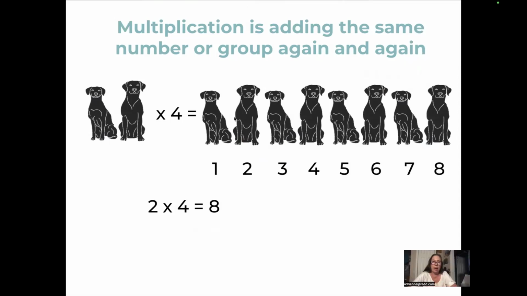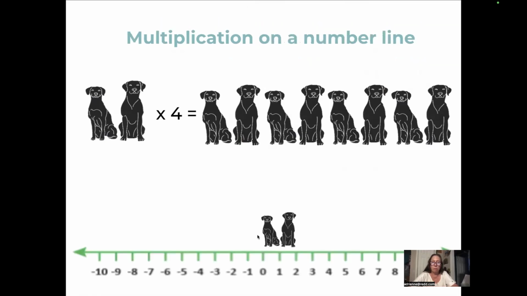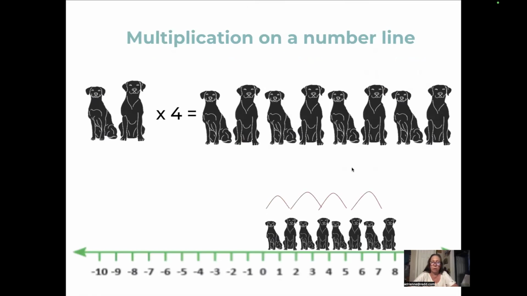So if I add 2 dogs the first time, and then I add 2 more dogs, that's the second time. If I add 2 more dogs, that's the third time. I add 2 more dogs. I had 2 dogs, and I hopped 1, 2, 3, 4. 2 times 4 is 8. That's another way of thinking about doing multiplication. So that was with positive numbers. And we can see those positive numbers here on the number line, adding over and over again.